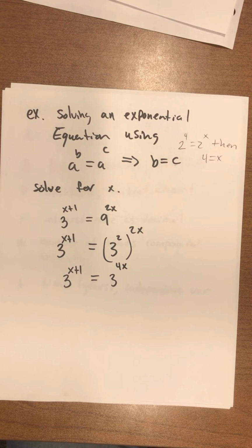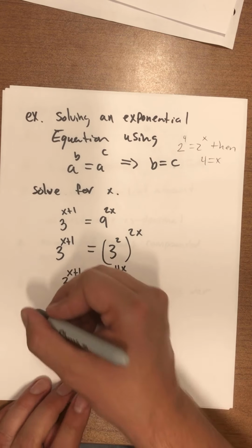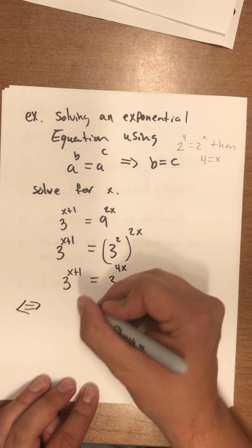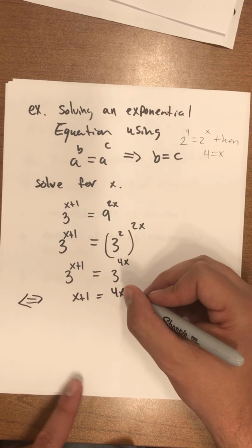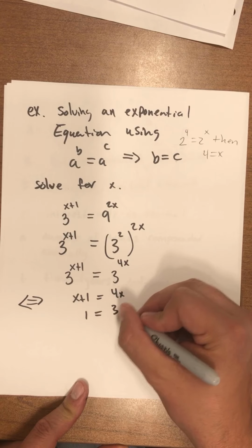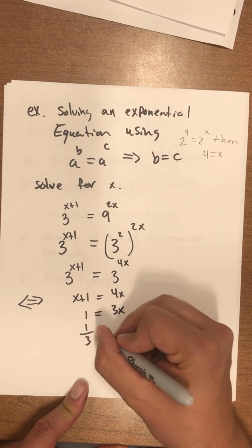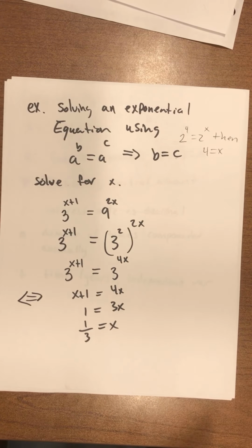So an exponent to an exponent, we're going to multiply those together. So 2 times 2x is going to be 4x. Now this is true if and only if x plus 1 equals 4x. So 1 equals 3x, x equals 1/3.